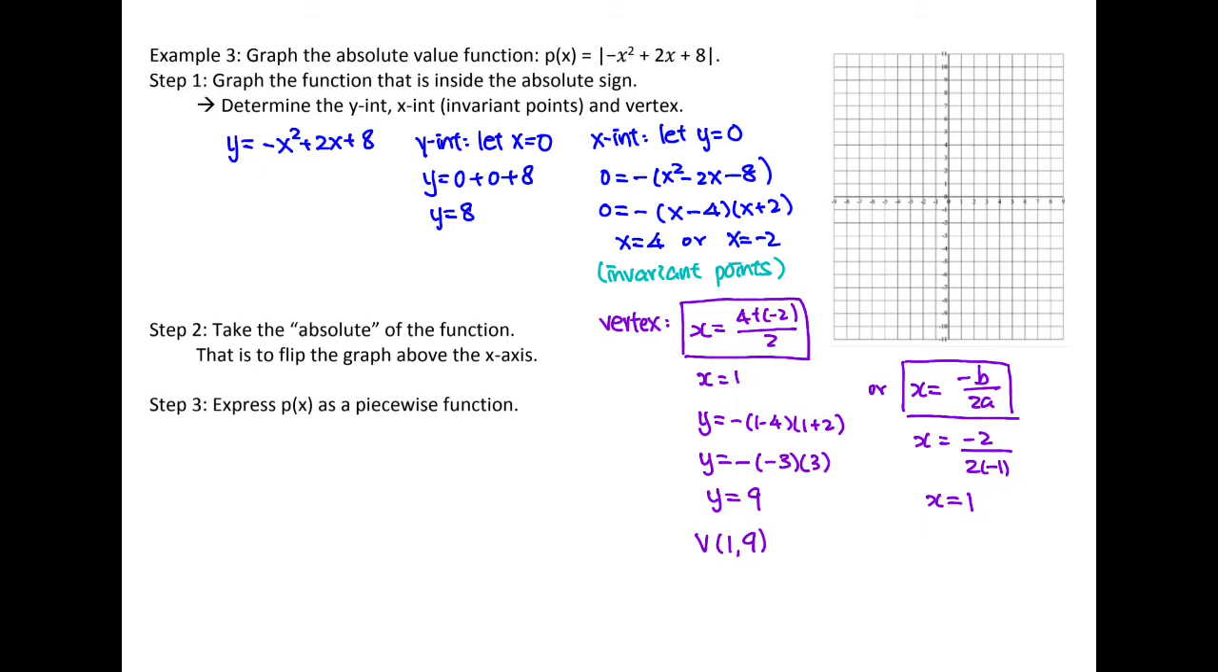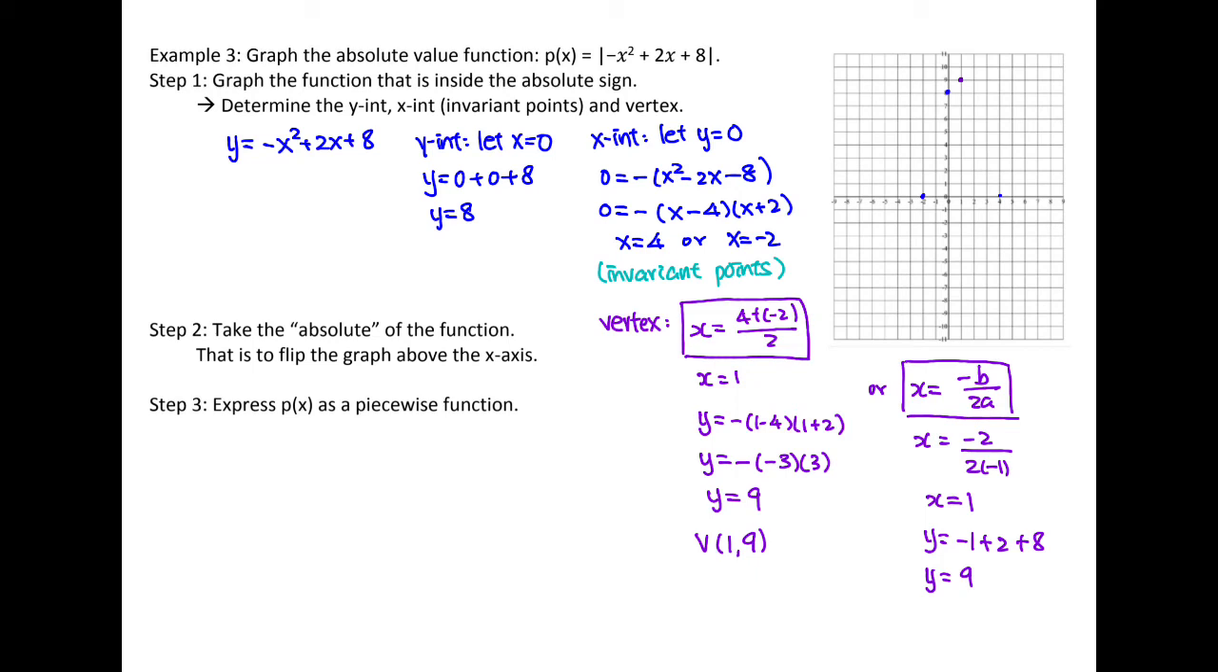Then we substitute x equals 1 back into the equation to find the y value. Then we get y equals 9. Therefore, we know the vertex is at (1, 9). Now, we're ready to do the graph. We're going to put the vertex, x-intercept, and y-intercept on.